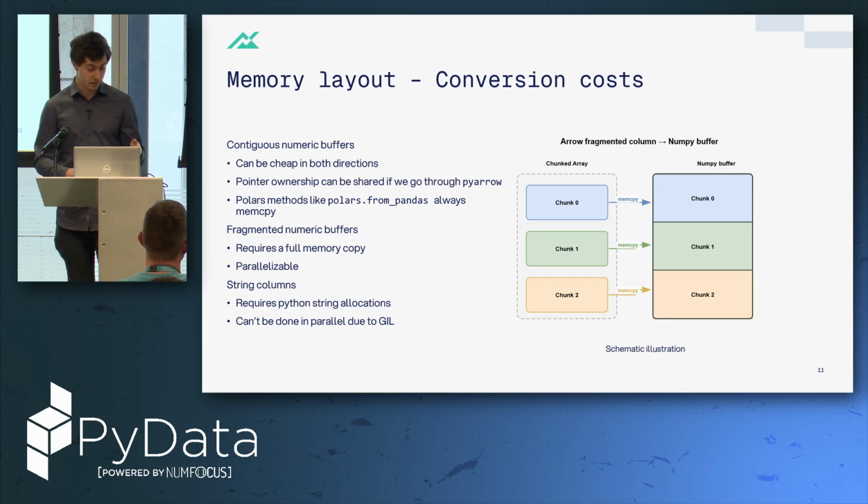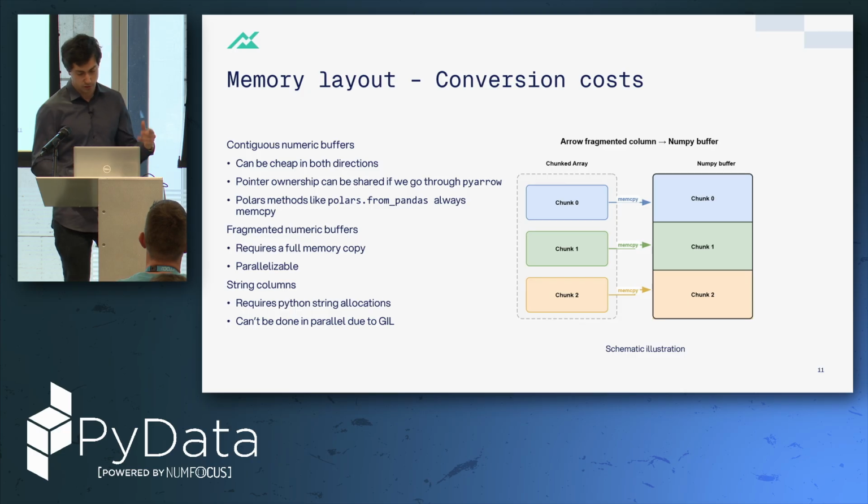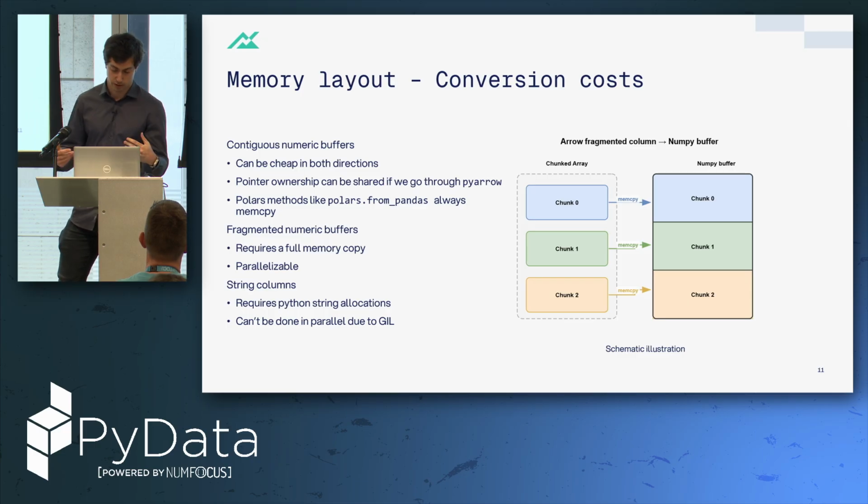The more expensive bit is actually how we handle string columns. If you want to convert a Pandas 2.0 to a Pandas 3.0 or Pandas 2.0 to a Polars data frame, we have to handle all of the differences discussed before, and in particular we have to allocate or deallocate the Python strings, which requires getting the global interpreter lock, which means we can't really do that in parallel. We have to do them one by one.